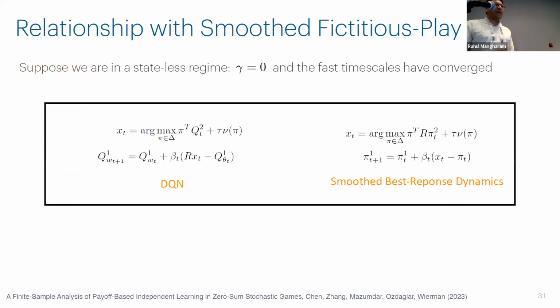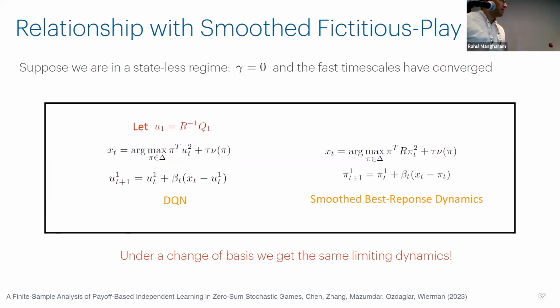Great. So I just want to highlight the relationship with smooth fictitious play that I spent so long talking about. So just for some intuition, suppose we're in a stateless regime and there's no discounting, right? Then, let's also assume all the fast timescales have converged. Then the DQN update looks like these terms on the left here. So you're going to basically do a smooth best response to your opponent's Q function, and then you're going to update your Q function in this, again, smooth way. And smooth best response on the right looks exactly like I described it. You have your marginalized payoff to your opponent's policy, and you're just going to smoothly best respond to it. So if you squint at these two sets of algorithms, you should see that they look very similar. And if we do a basis transform, you'll see that they actually become exactly the same.